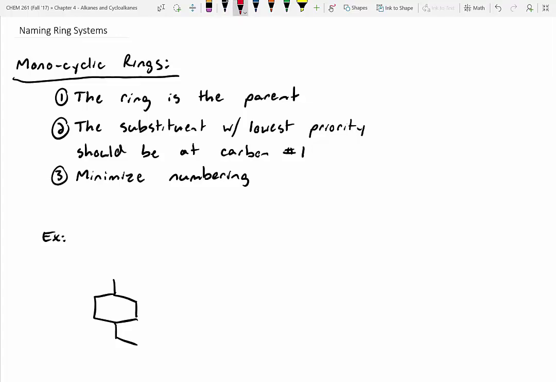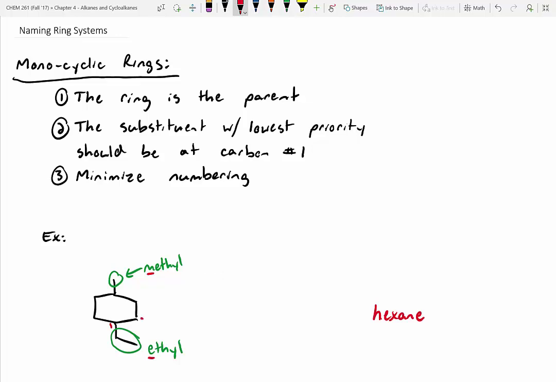If we look at it, the parent in this case is a 6-carbon ring, so it would be a hexane ring system. And then we would want to identify the substituents coming off the ring. Up here we have a methyl. And then down here we have an ethyl. You can tell alphabetically E comes before M. So we want to number our ring starting at the ethyl position.